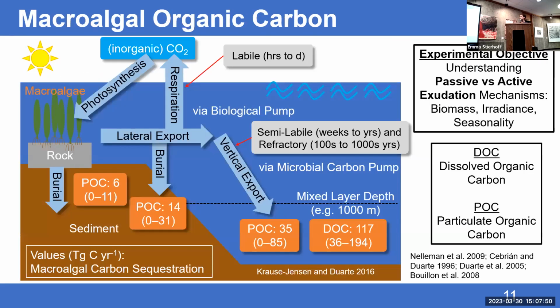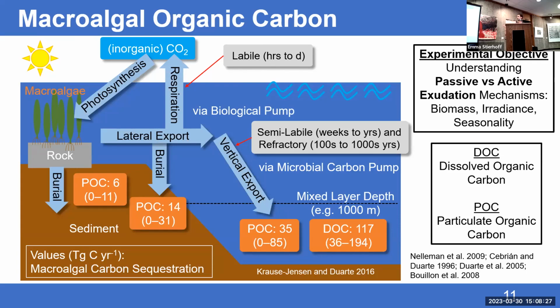Okay, next slide. So just a very brief overview of what the macroalgal organic carbon cycle looks like. The macroalgae are taking up inorganic CO2 through photosynthesis, increasing their biomass, and then laterally exporting DOC in particulate and dissolved forms. A portion of this is respired back up into the atmosphere through microbial activity. That's the more labile or easily degraded forms of carbon. But the more refractory portions can persist for a long time, hundreds to thousands of years, for example, and be vertically exported below the depth, potentially being sequestered.